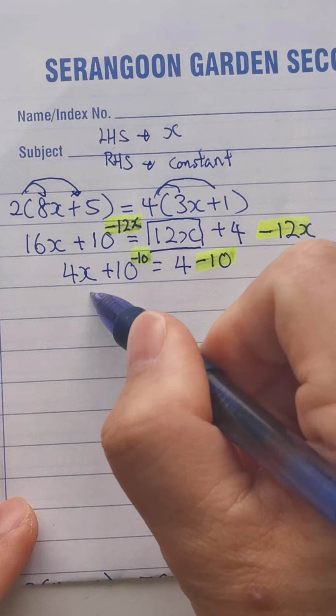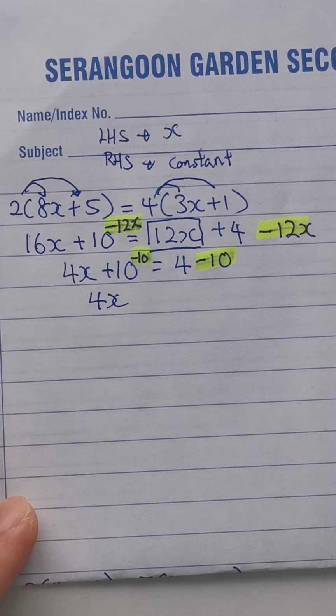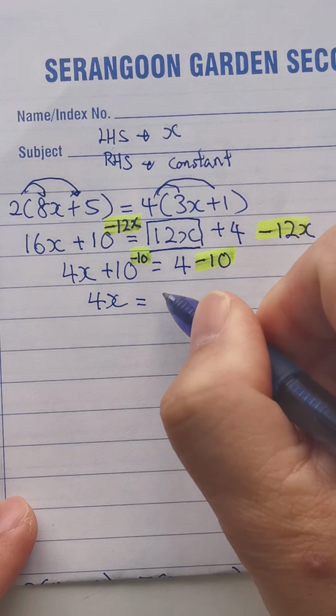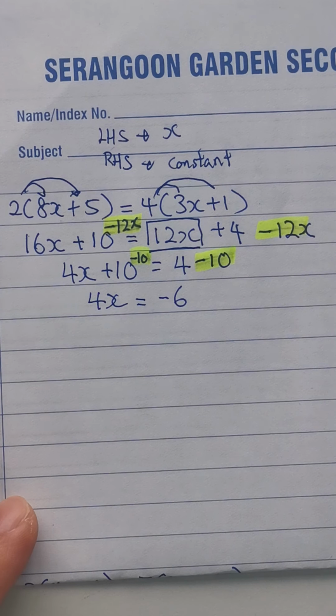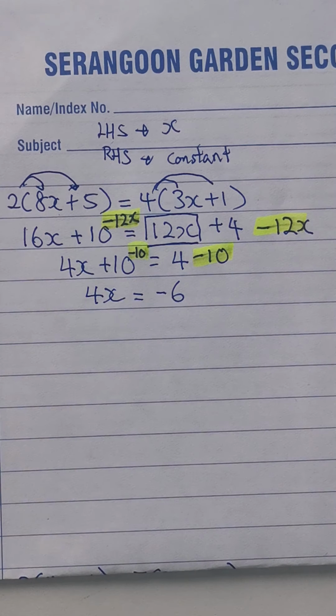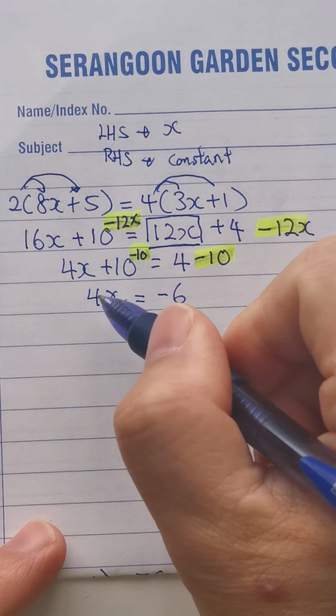So on the left hand side, I'm left with 4x. 10 minus 10 is 0. And on the right hand side, 4 minus 10, I have negative 6. The next number that I have to remove is the number 4. So how can I remove it?